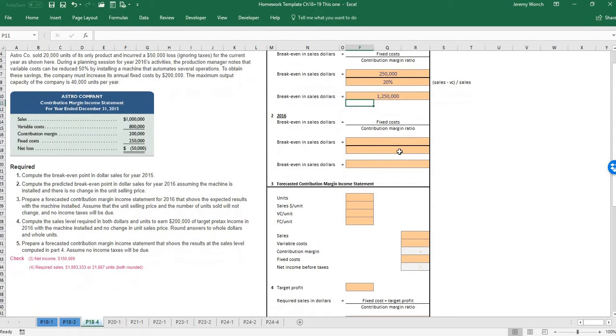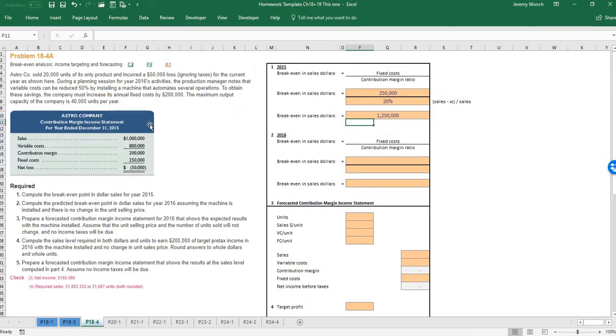Okay, so in part 2, we have our projections. In 2016, it hasn't happened yet, but we're going to change the scenario where we get the new machine, and do a break-even analysis for it. We want to compute the predicted break-even point in sales dollars for 2016, assuming the machine is installed, but there's no change in the unit selling price.